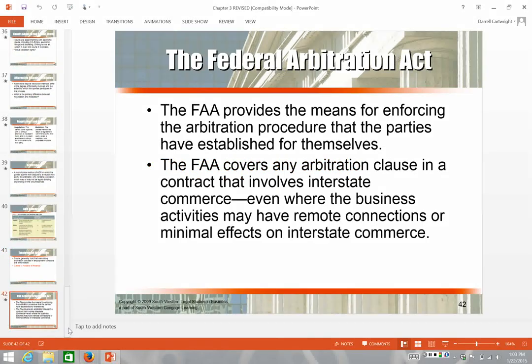Okay, that's about all that I have for the remainder of the court system and alternative dispute resolution.